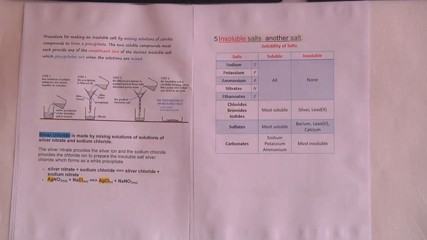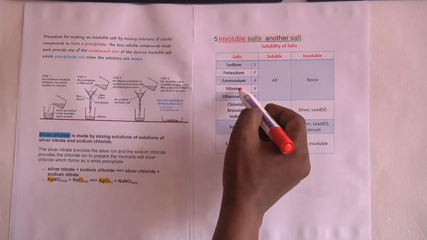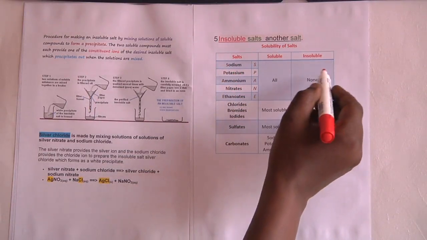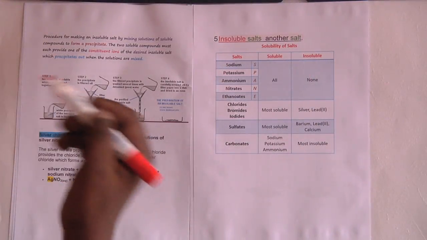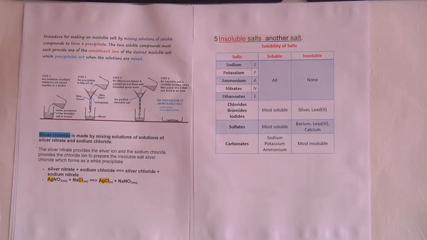This table gives an idea of which salts are soluble and which ones are not. All potassium, sodium, ammonium, and nitrates are all soluble, so they can be prepared by action of dilute acid with alkali or base.